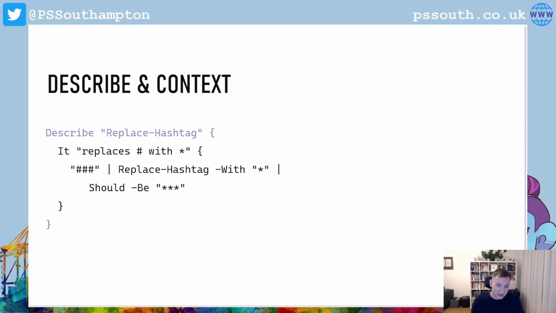You are required to have at least one describe inside of your test file. This is a limitation that's new to Pester 4, I guess. It wasn't a limitation in Pester 3, but it just made our lives easier and it just makes your tests look more unified.